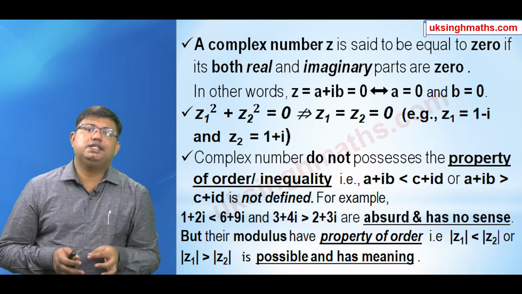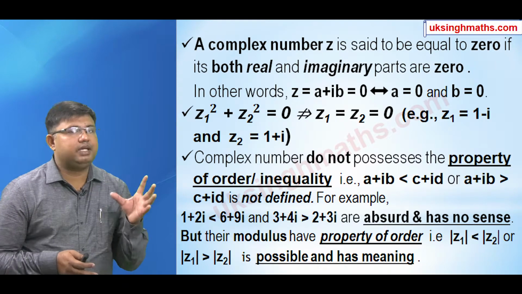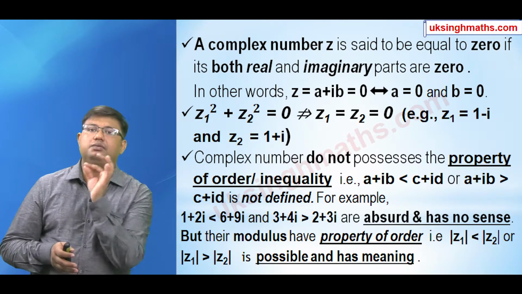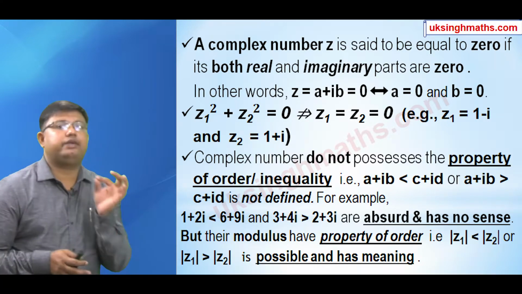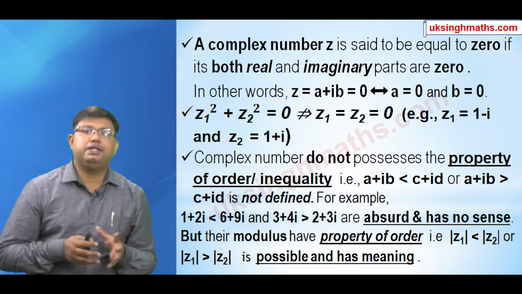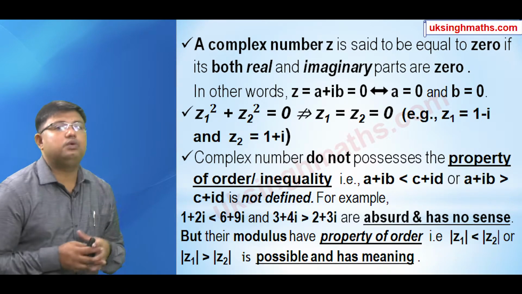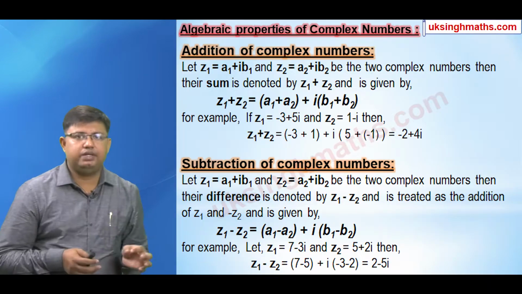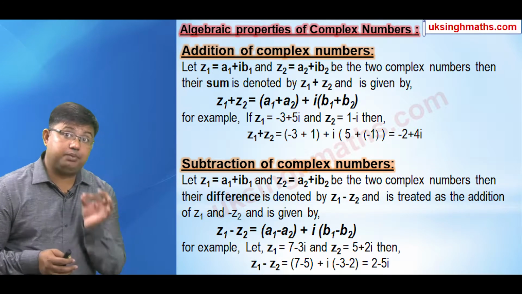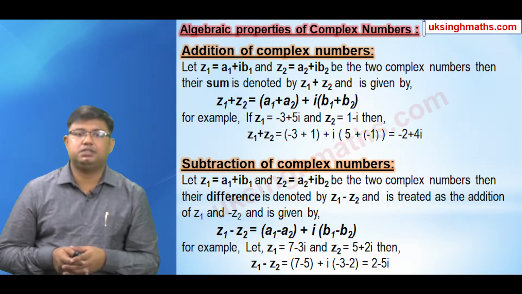So if z1 and z2 be two complex numbers, then we can write mod z1 less than mod z2 or mod z1 greater than mod z2. This type of relation is very much defined and has sense in case of the modulus of complex numbers. Now let us concentrate on algebraic properties of complex numbers.